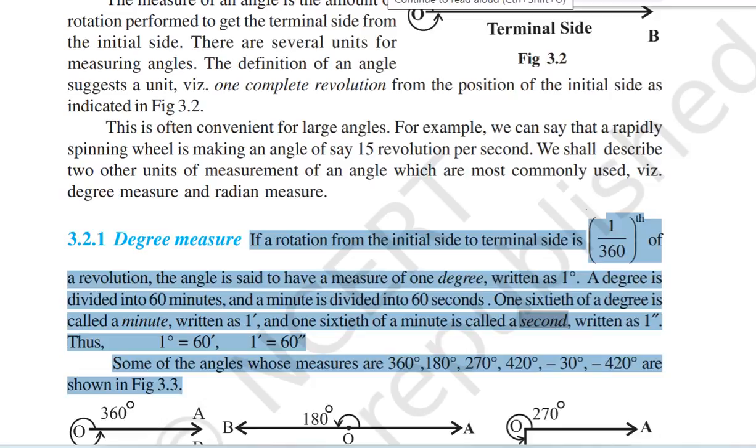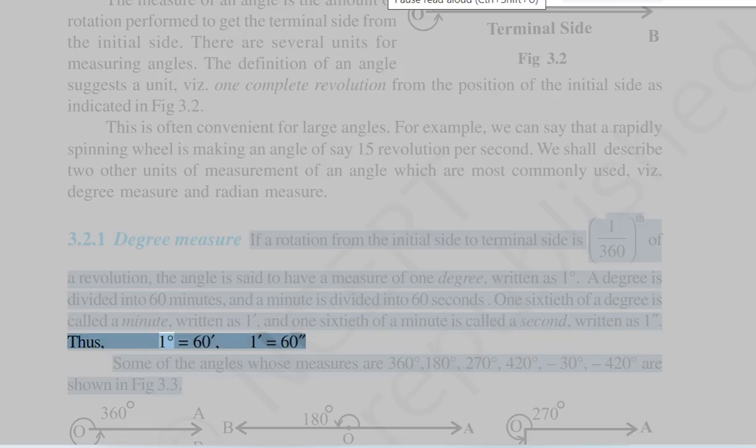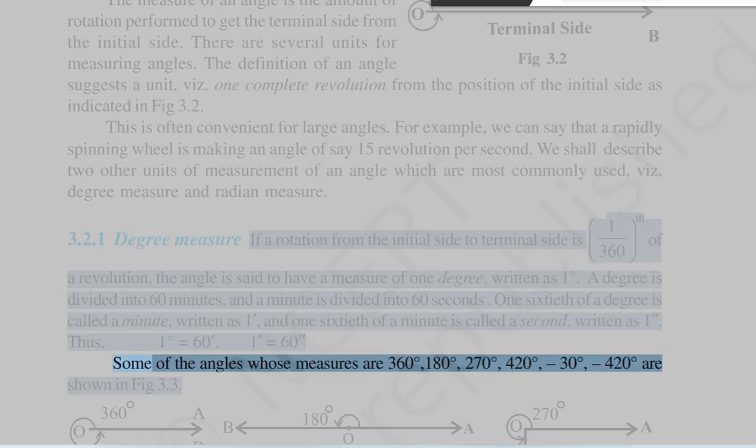Why do we do this? So that we are able to get the most precise data we can, right? Why do we need very precise data? So that we can do calculations better. Thus, 1 degree is equal to 60 minutes, and 1 minute is equal to 60 seconds.